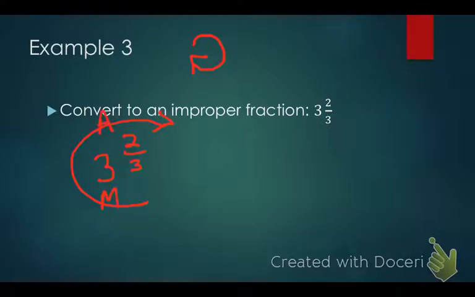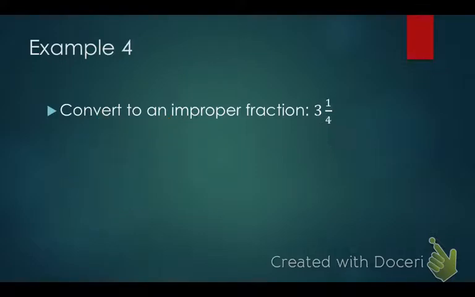So rock ma, 3 times 3 is 9. And then we're going to add 2. So 9 plus 2 is 11. And slide. We're going to slide that denominator over. So the improper fraction for 3 2/3 is 11/3. Rock ma around the clock and slide. Don't have to worry about simplifying this time. Okay, we want it as an improper fraction. There are going to be times when we're going to need improper fractions.